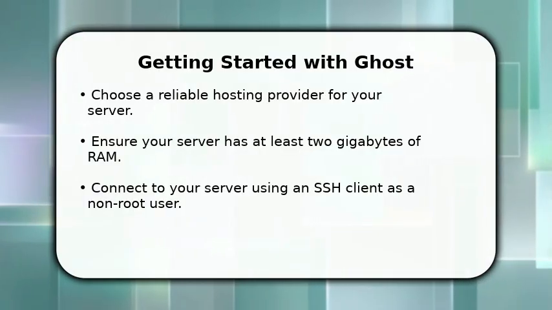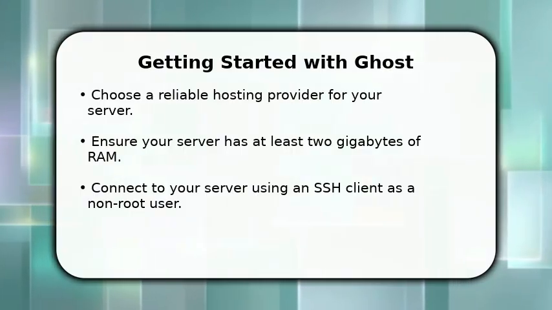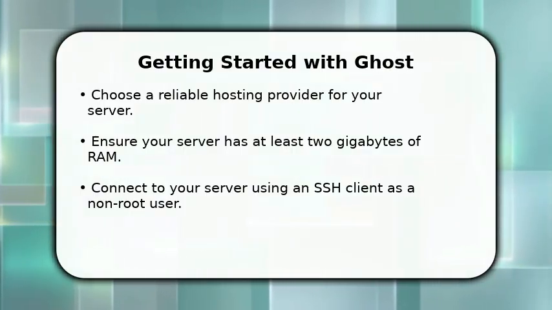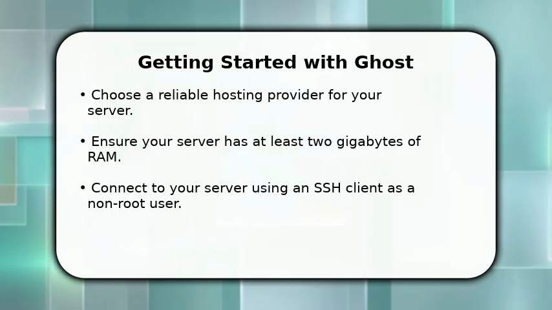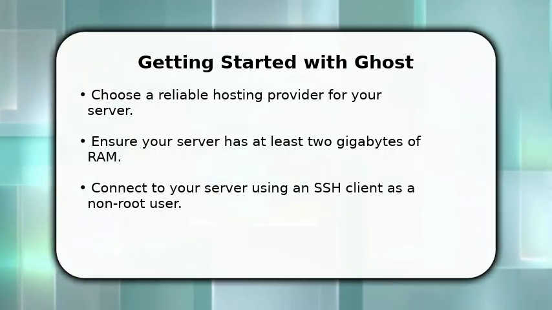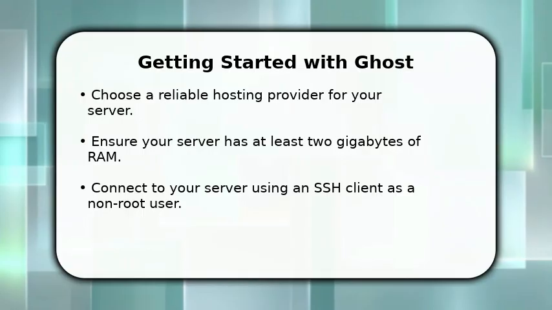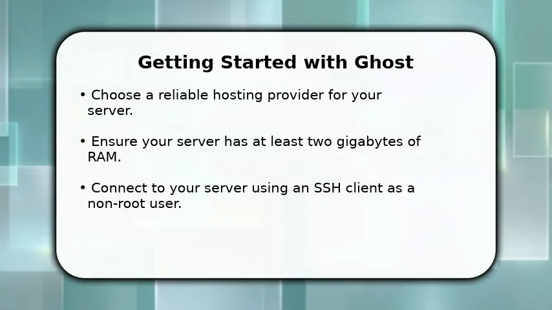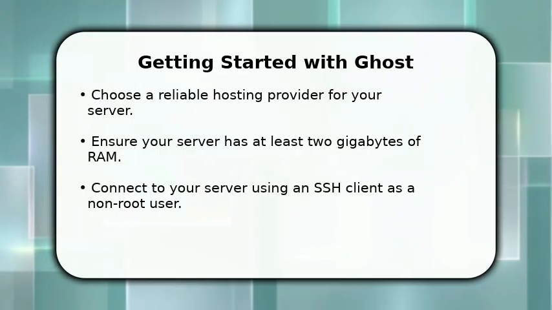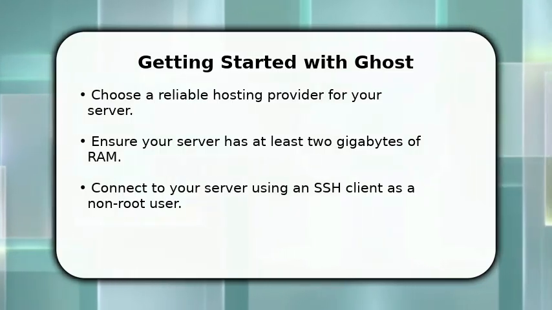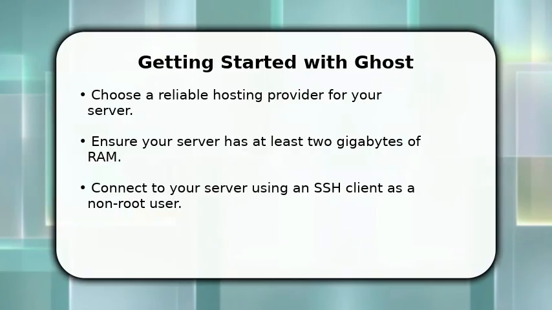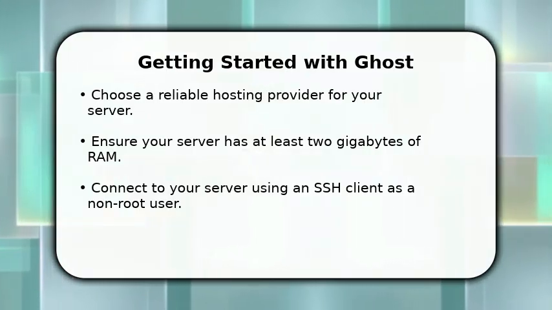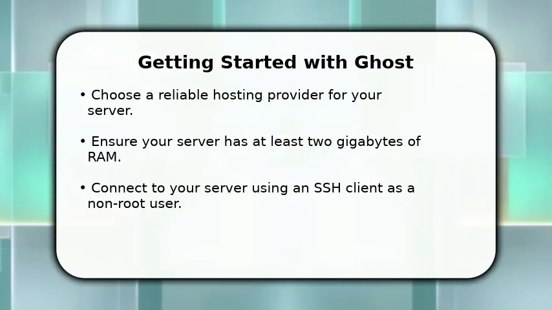In this video, I will show you how to get Ghost version 4 up and running. First, you'll need a server. Select a hosting provider that offers at least 2 GB of RAM for optimal performance. Once your server is ready, establish a secure connection using an SSH client. Remember to perform all subsequent steps as a non-root user with sudo privileges for enhanced security.